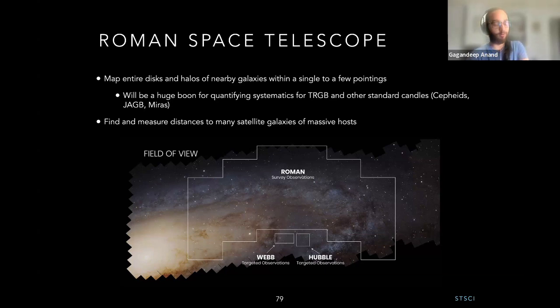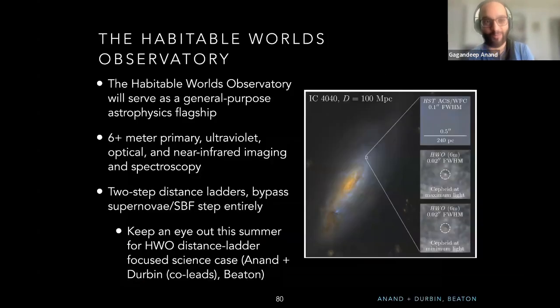Looking, I'll say 20 years from now, the NASA's next main flagship, the General Purpose Astrophysics flagship, and I would say the true successor to Hubble will be the Habitable Worlds Observatory. And the reason I say true successor to Hubble is because this will be a 6+ meter primary mirror with ultraviolet, optical, and near-infrared imaging and spectroscopy.